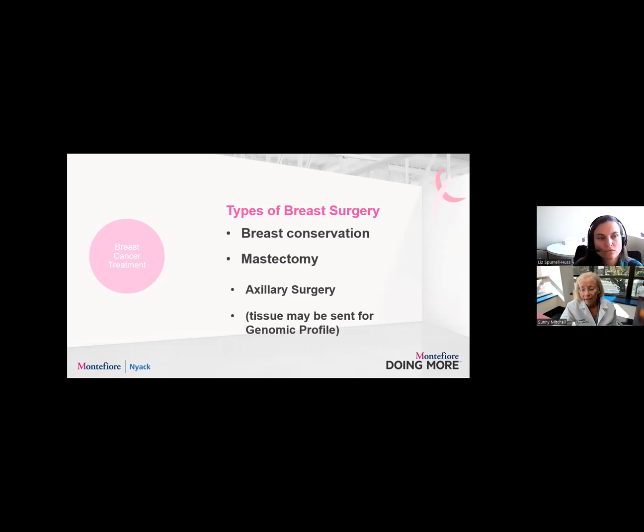Genomic profile has to do with additional testing that may be done on the actual tissue that has breast cancer. Sometimes we have that run prior to surgery, and sometimes that's done after surgery.